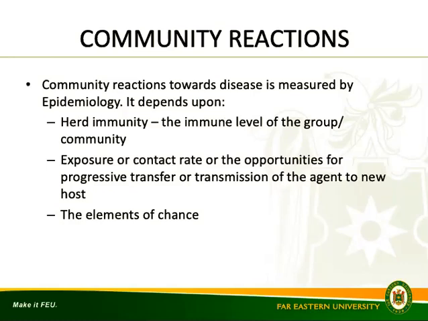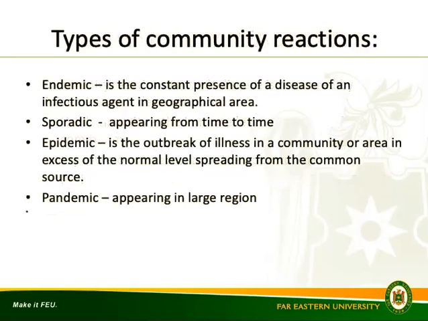Now, what are the types of community reactions? We have endemic, which is the constant presence of a disease or an infectious agent in a geographical area. Sporadic, which means that the disease appears from time to time, and epidemic, which is the outbreak of illness in a community or area in excess of the normal level, spreading from a common source. And of course, the pandemic, like the COVID-19 pandemic right now, appearing in a large region. So the amount of a particular disease that is usually present in a community is referred to as the baseline or endemic level of the disease.